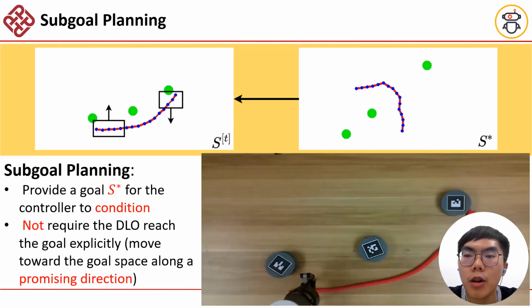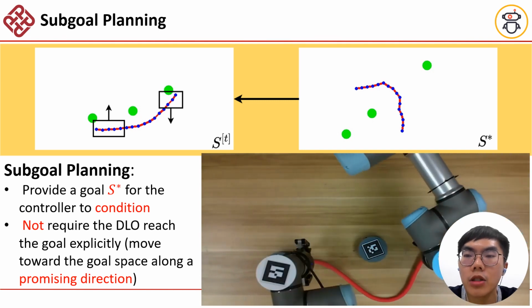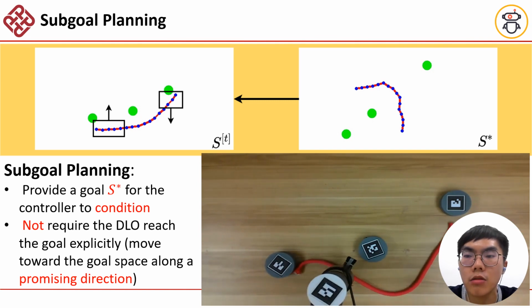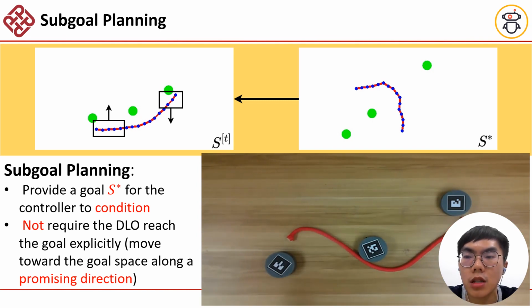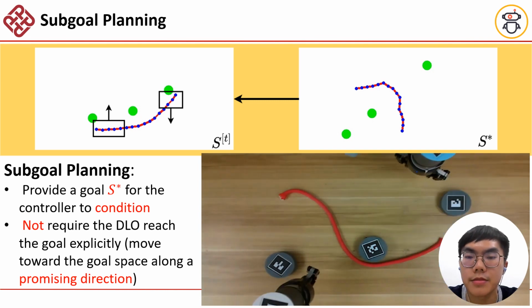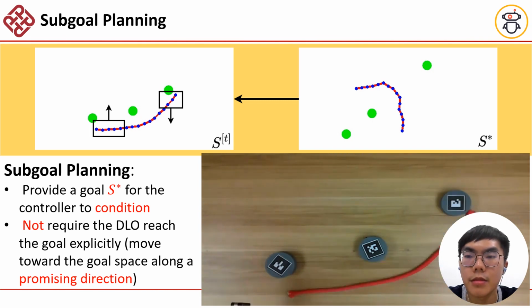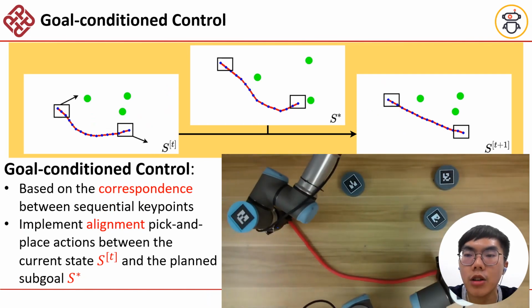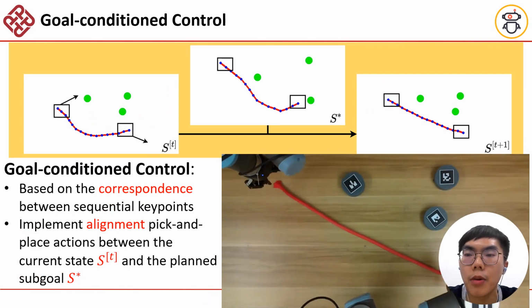The aim of the subgoal planner is to point out a promising direction toward the goal space instead of reaching the goal explicitly. We change the encoder in a constructive manner to encode the spatial-temporal relationship in the successful episode. The local controller is used to refine the configuration of the DLO based on the subgoal provided by the planner.